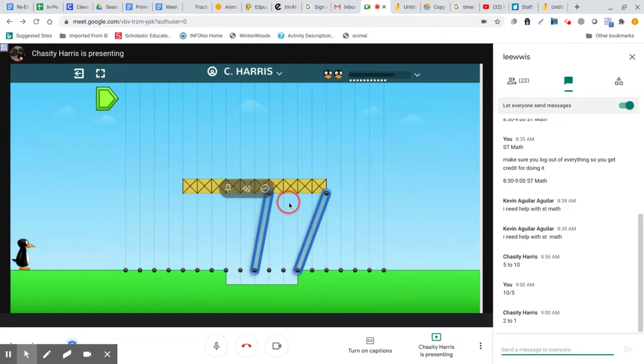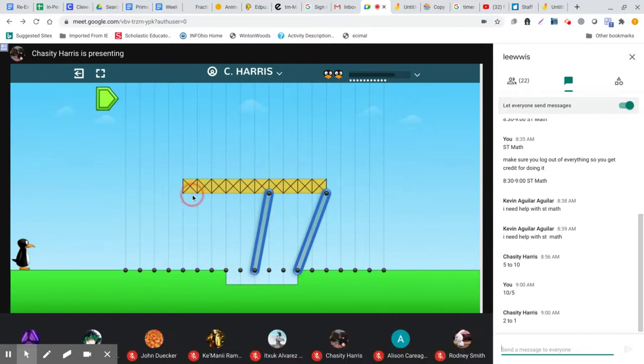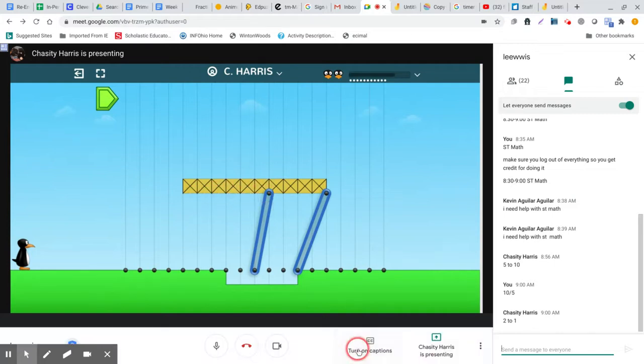All right, let's see where our rubber bands are hanging. 0, 1, 2, 3, 4, 5, 6. So the first one is 6. And then the second one is 7, 8, 9, 10. 10 is where the rubber bands are hanging.